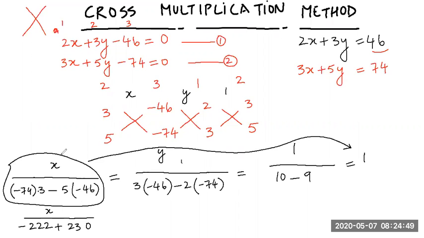Now I said this thing is equal to this thing is equal to this, so this is equal to 1. From here straight away I will get x is equal to, now again cross multiplication, this whole thing into 1 is equal to x. So 230 minus 222 is 8. X is equal to 8. You get the answer. And then to get the y, how will you do? Now this whole thing is equal to 1.